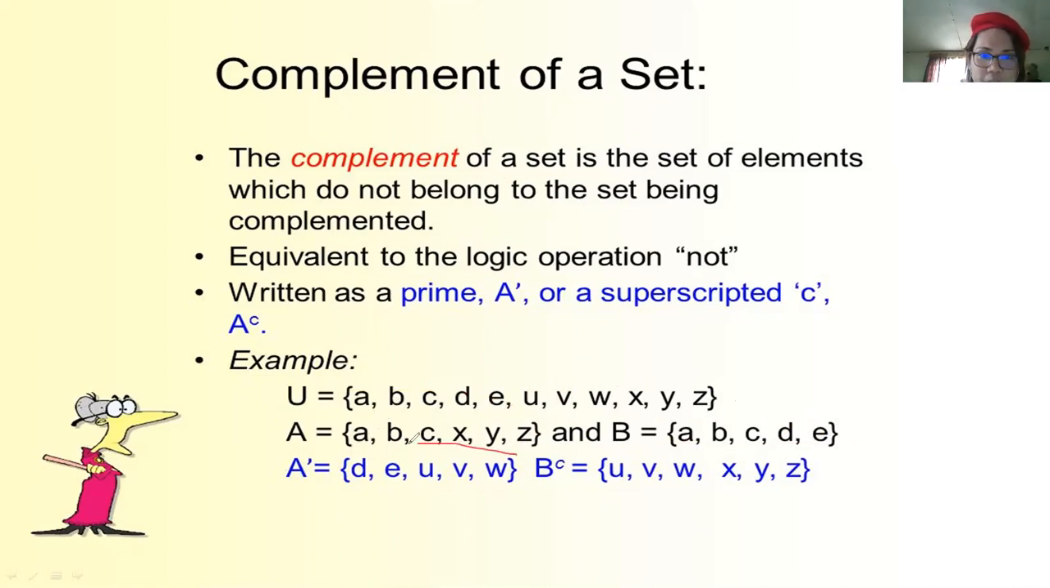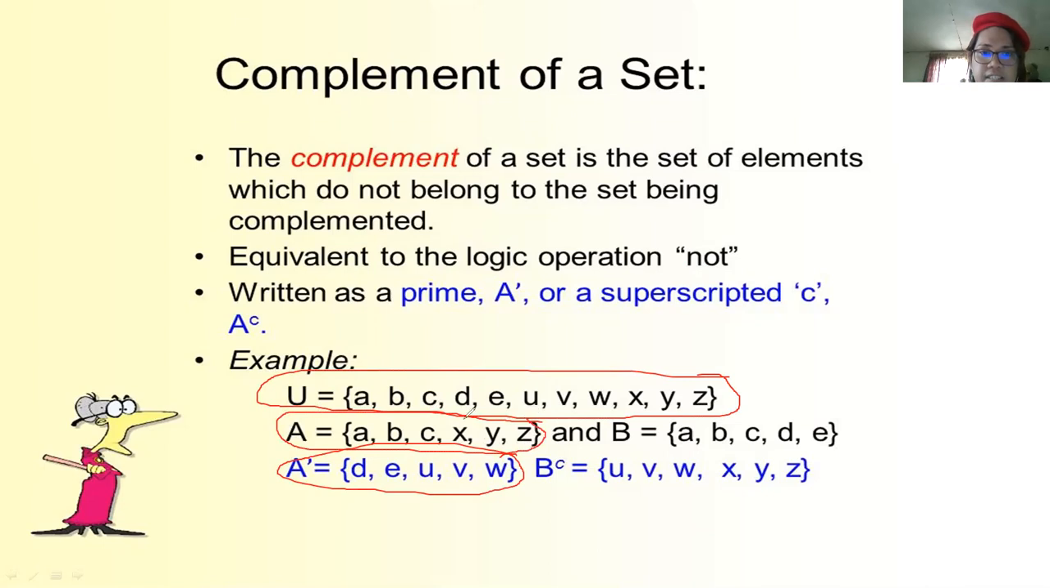I'll repeat, we will get the complement of A. So again, you base it on the universal set. That's why I said a while ago that when you get the complement of a given set, you have to respect the universal set. So there is A in the given set A.